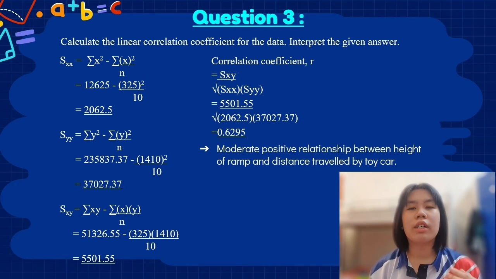First, we insert all the sums and the number of data into the respective formulas as Sxx, Syy, and Sxy. Then we just insert the calculated values into the correlation coefficient formula, which is r equals Sxy over the square root of Sxx times Syy. The answer we get for the correlation coefficient is 0.6295. Therefore, r equals 0.6295 indicates that there is a moderate positive relationship between the height of the ramp and the distance traveled by the toy car.